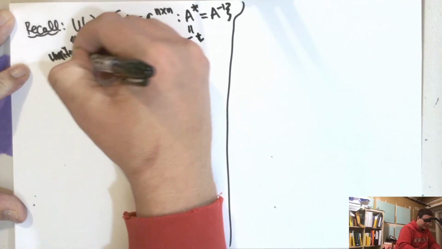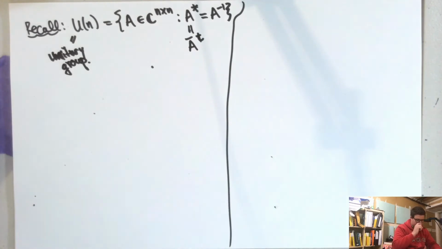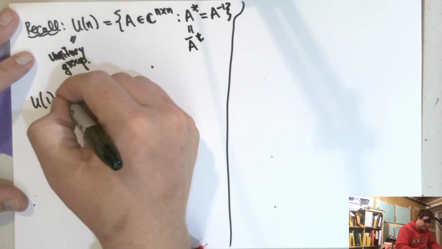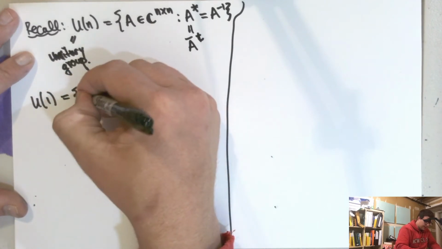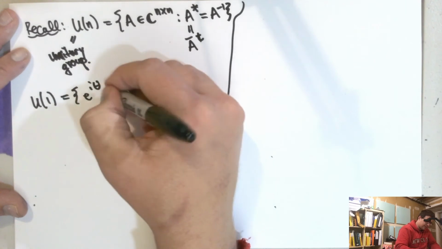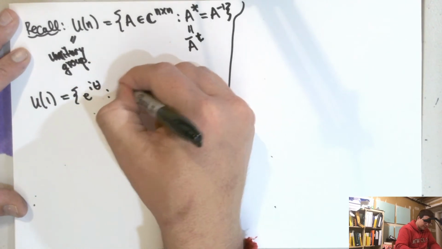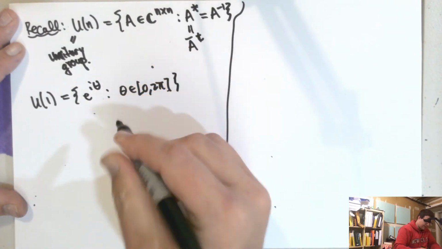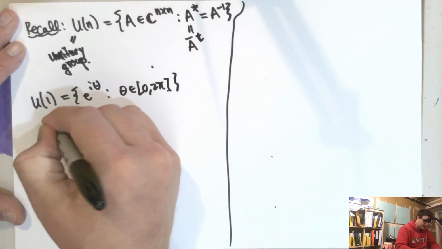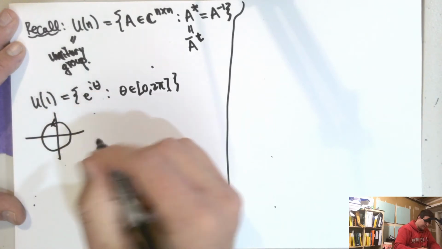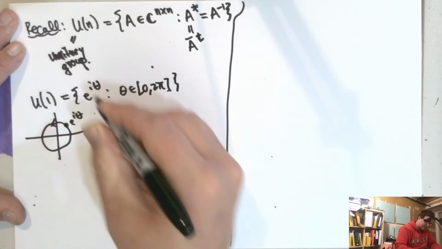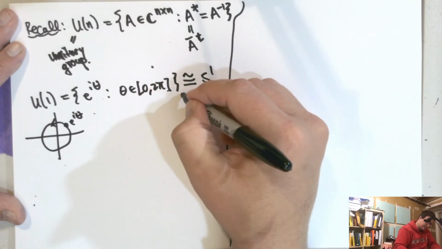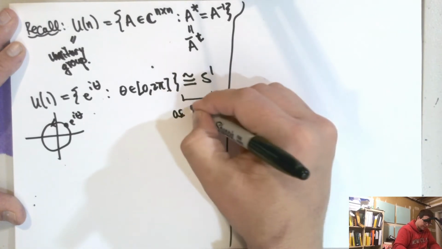It's a topological space and a group, and the multiplication is continuous. So U1 is really the set of e to the i theta for theta in 0 to 2 pi. In the complex plane it looks like this, e to the i theta is here, and it is a topological space, just isomorphic to S1 as a topological space.